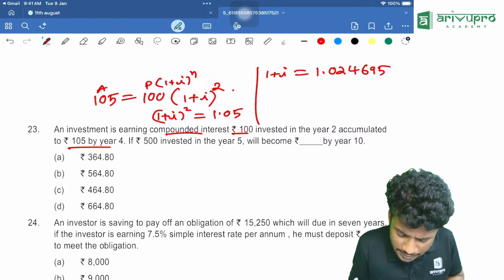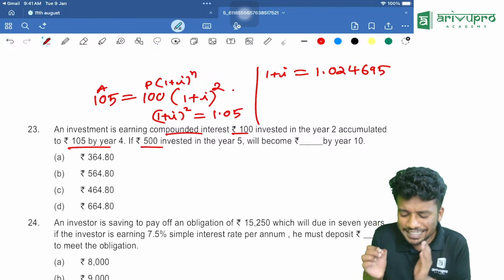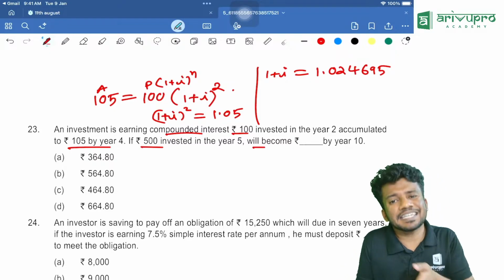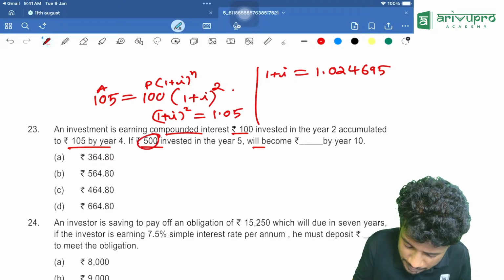Now what are they asking over here? If 500 is invested in year 5, which will become dash by year 10. That means the principal here is how much?